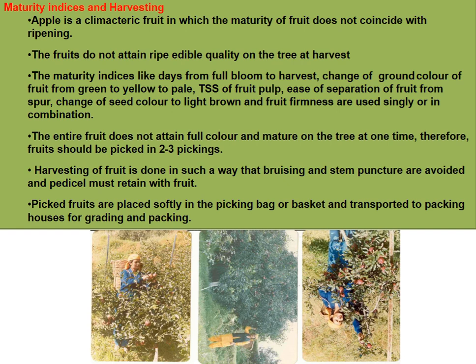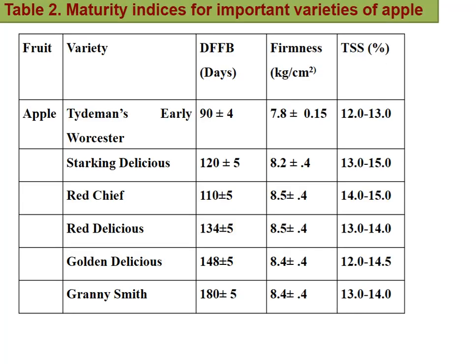The entire fruit does not attain the full color and maturity on the trees at one time. Therefore, fruit should be picked in 2 to 3 pickings. Harvesting of the fruits is done in such a way that bruising and stem punctures are avoided and the pedicel must remain with the fruit. Picked fruits are placed softly in the picking bags or baskets and transported to the packing houses for grading and packaging. Maturity indices for the important varieties of apple you can see in the chart.